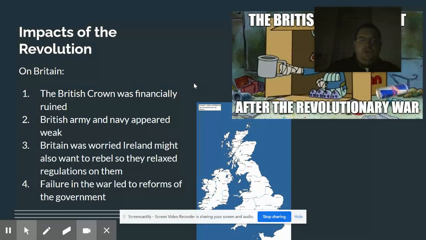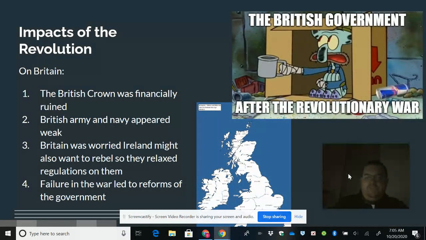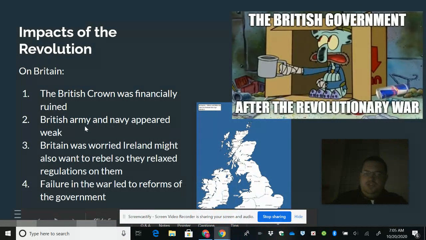Impact of the revolution. So, on Britain: the British crown was financially ruined. Okay, they lost a lot of money fighting in the war that they lost. The British Army and Navy appeared weak. Before this, everyone was scared of Britain. Okay, they felt like their Army and Navy were the best in the world, and no one wanted to mess with them. This made people double check that reality.